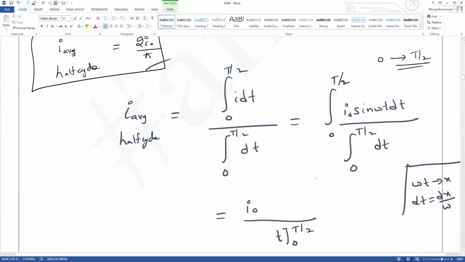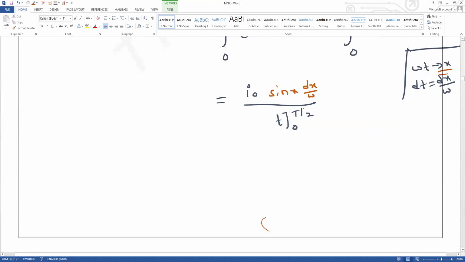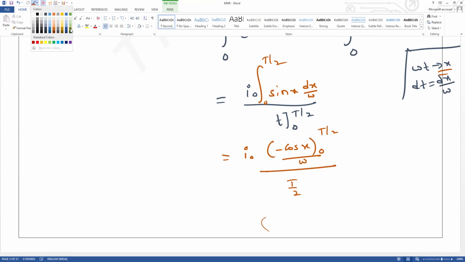What you have done before, if you are not comfortable, I will do it, no issues. So sin omega t, I will assume as sin x, and dt I can write as dx by omega. Is it okay, guys? Yes, sir. So the integral varies from 0 to T by 2. I'll take I naught outside. Integral of sin x is minus cos x, into dx divided by omega, from 0 to T by 2. And down it will become T by 2 minus 0. Finish. So it will become T by 2. Do you all understand?